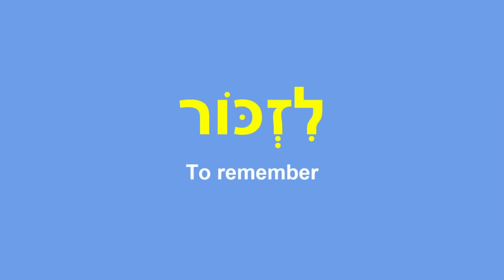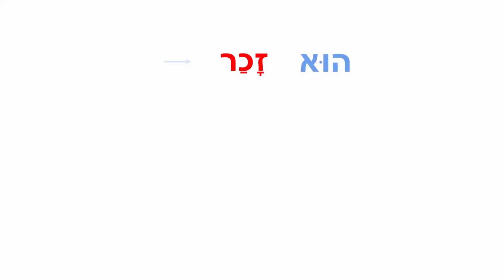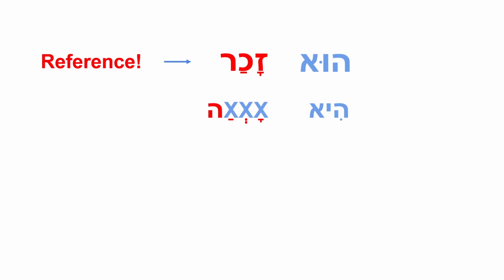לזכור, to remember. הוא זכר. He has the same conjugation pattern. The vowels switch places, so the patach will fall on the third root letter, and the shva will fall on the second root letter. So hu zachar, he zachra.